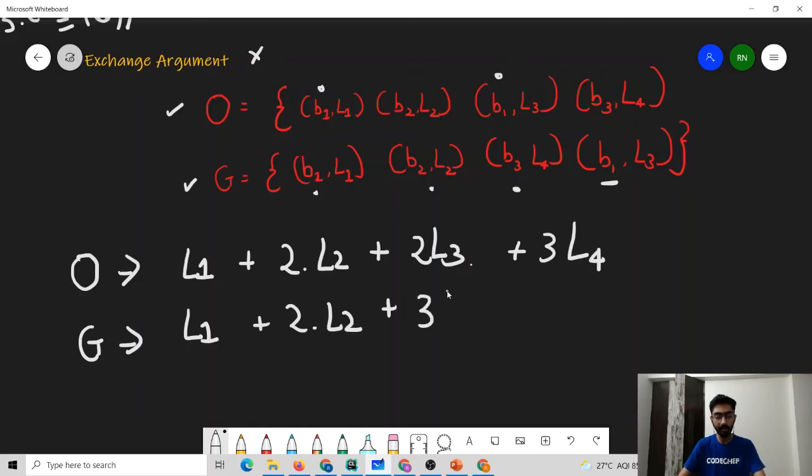So here this will be 3 times L4. But when we consider this L3, we can see that there are three different bands that have been played before. So this will be 3 times L3. As we can see, our greedy solution gave us a better answer. It didn't give us a worse answer, but rather it gave a better answer than the so-called optimal solution. This means that our greedy solution is actually the optimal solution.